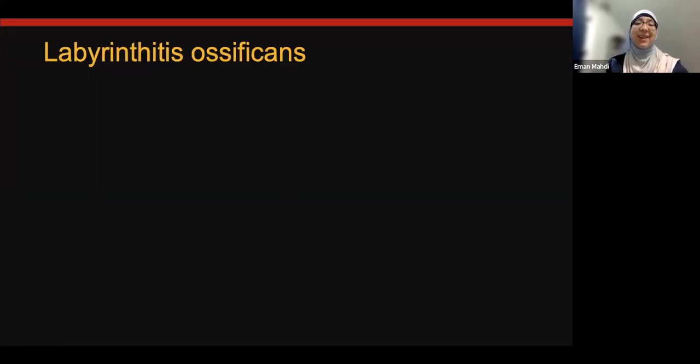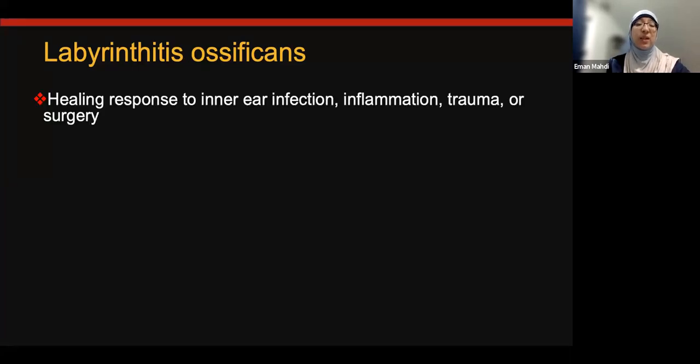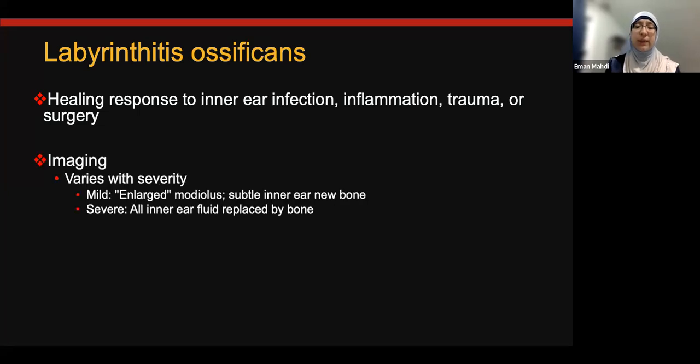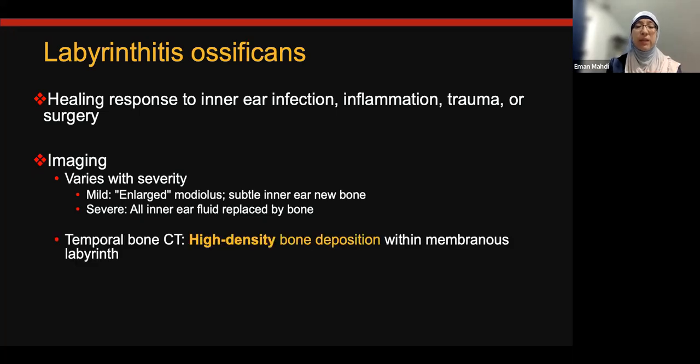Last but not least, the last entity that we will talk about is labyrinthitis ossificans, which is part of the healing response to inner ear infection, inflammation, trauma, or surgery. What will happen is that the fluid running within the inner ear structure, the endolymph, becomes replaced by bone. On imaging, we are going to see high density bone material where we should expect the membranous labyrinth.